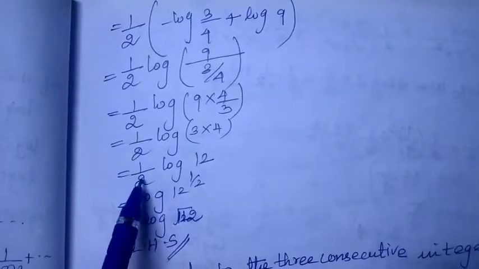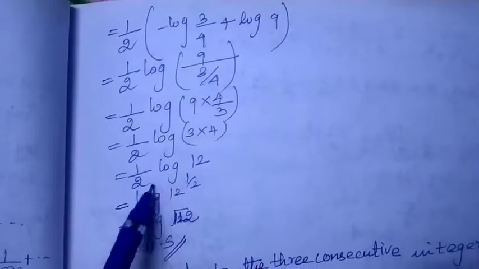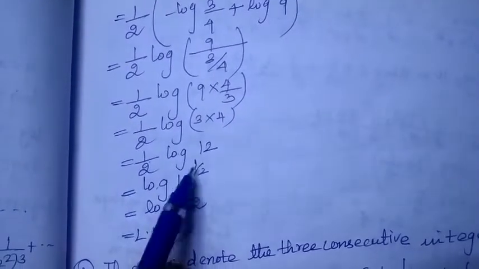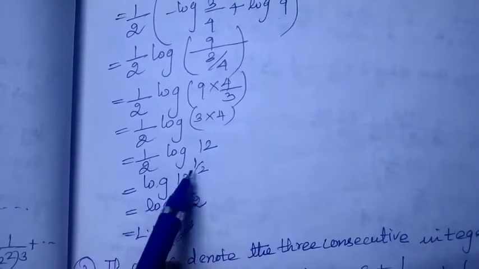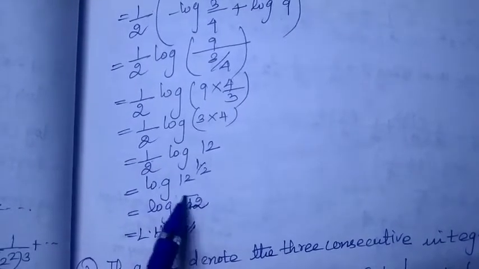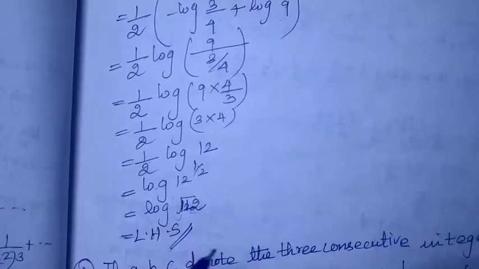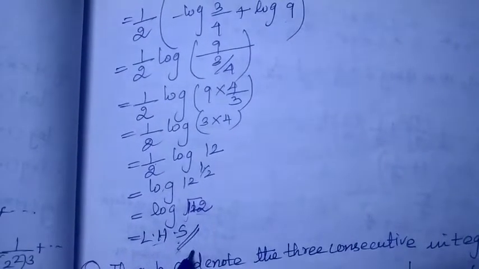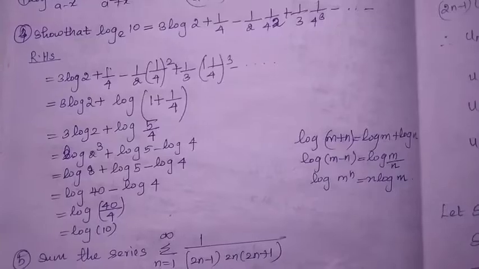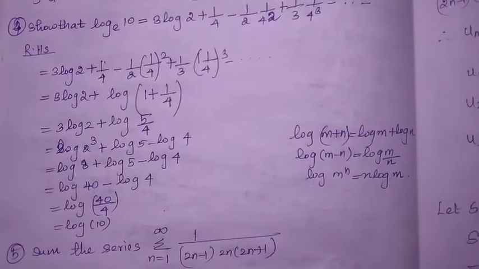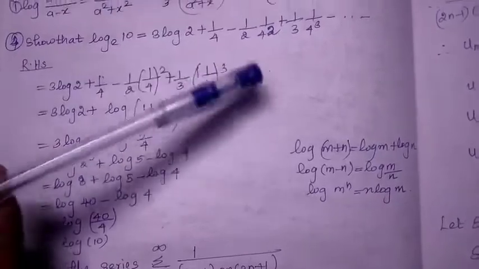So you can apply the power rule, that is n log m can be written as log m power n. So you can take this 1 by 2 as a power of 12. So 12 power 1 by 2 can be written as root 12, right? So that is what is given in the equation. This is your left hand side of the given equation. That's all.